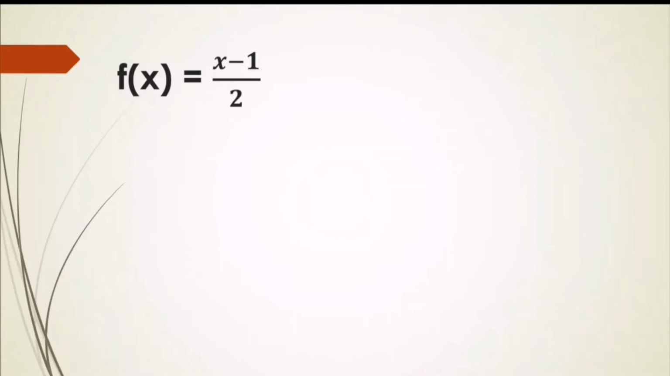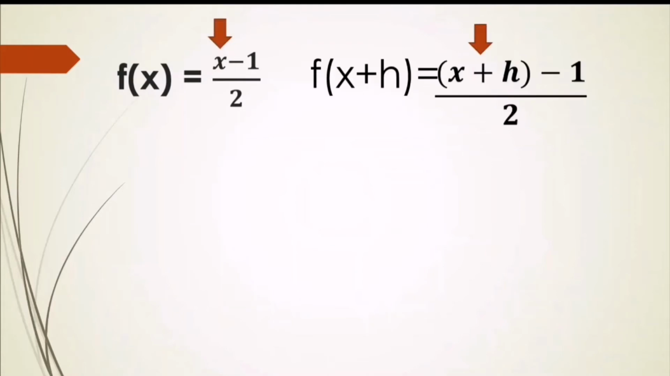Let us now proceed with our next example. f of x equals x minus 1 all over 2. So what are we going to do if it is a fraction? The steps are still the same. What we will do is just substitute again the value of x with x plus h. That's why we have the new equation: f of x plus h equals x plus h minus 1 all over 2. And then we follow the procedures.